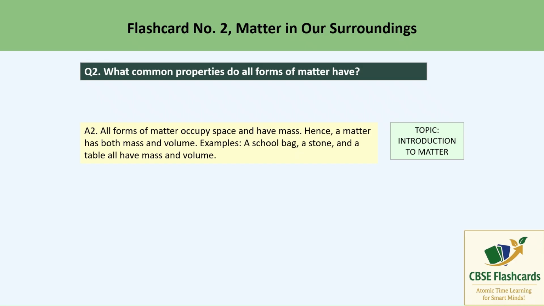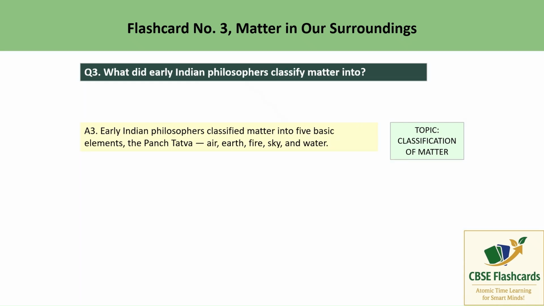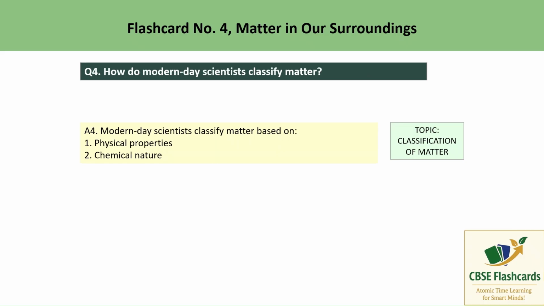Let's see how matter was classified earlier. What did early Indian philosophers classify matter into? Early Indian philosophers classified matter into 5 basic elements: the Panch Tattva, air, earth, fire, sky and water. Now the modern view. How do modern day scientists classify matter? Modern day scientists classify matter based on physical properties and chemical nature.